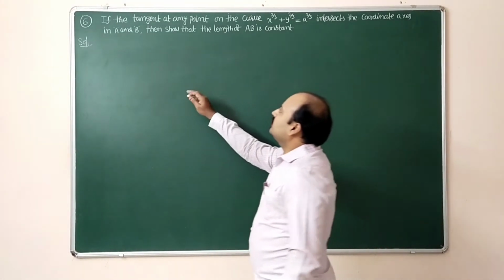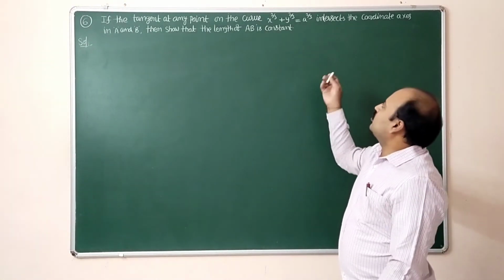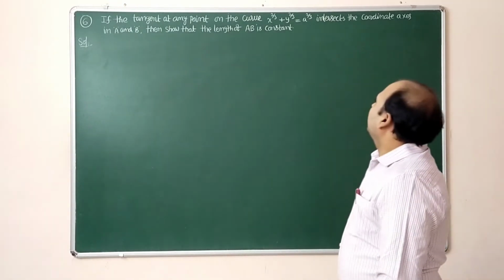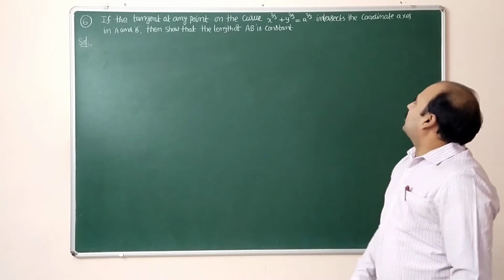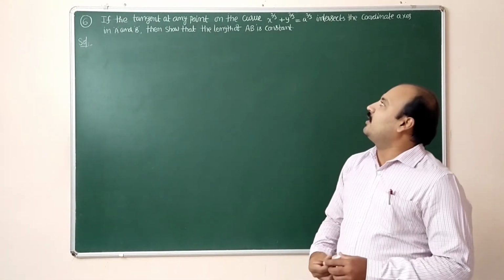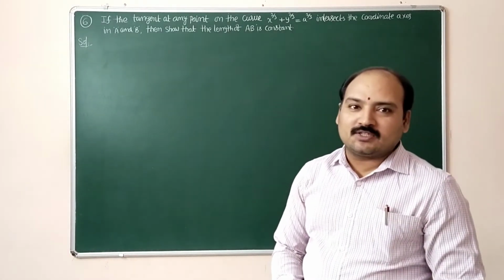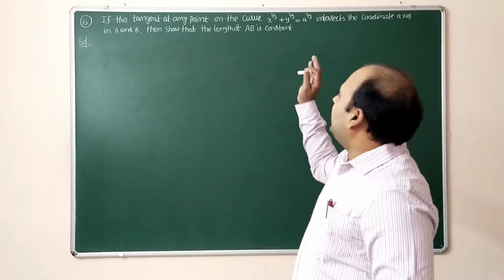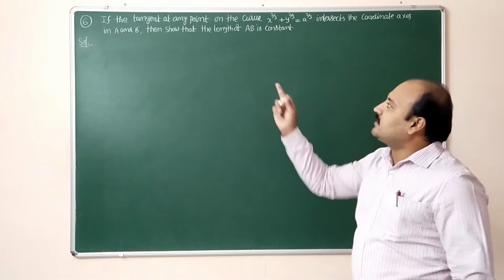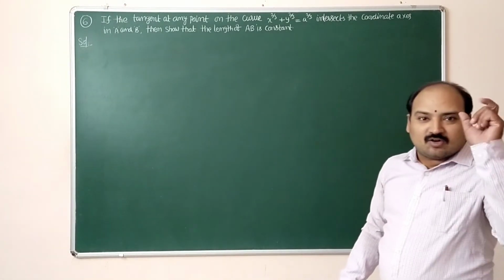First discuss the question. If the tangent at any point on the curve x power 2 by 3 plus y power 2 by 3 equal to a power 2 by 3 intersects the coordinate axis in A and B, then show that the length of AB is constant. First you have to understand the question, what they are asking. If the tangent at any point on the curve intersects the coordinate axis in A and B, then show that the length of AB is constant.